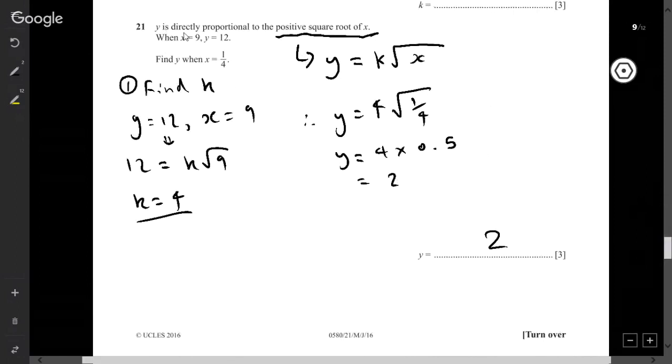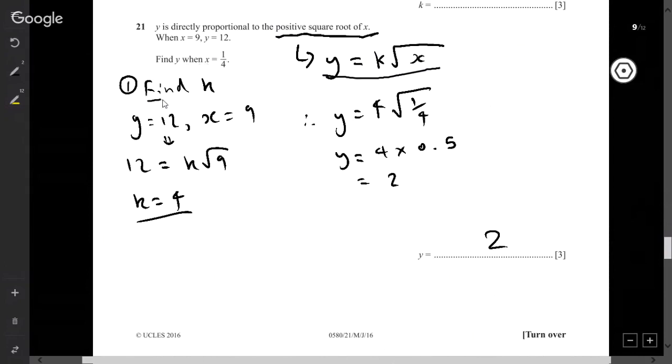Okay, number 21. Y is directly proportional to the positive square root of x. So that means y equals k square root of x. Positive, so we don't need the plus or minus there because it's positive. When x is 9, y is 12. Find y when x is 1 over 4.